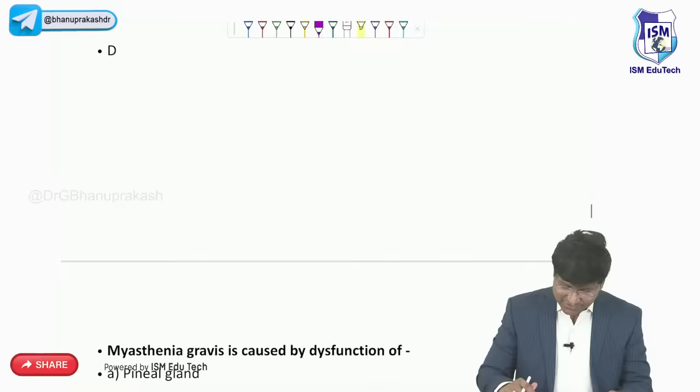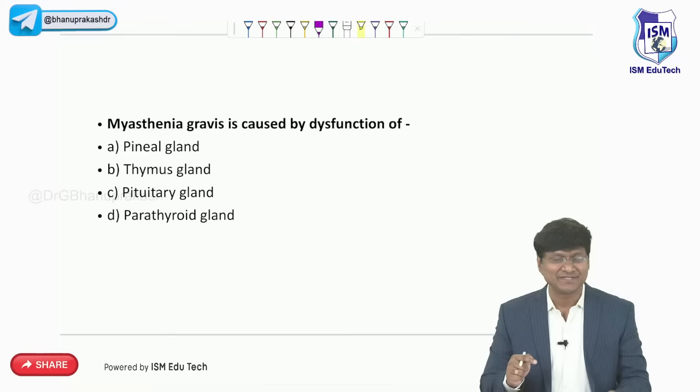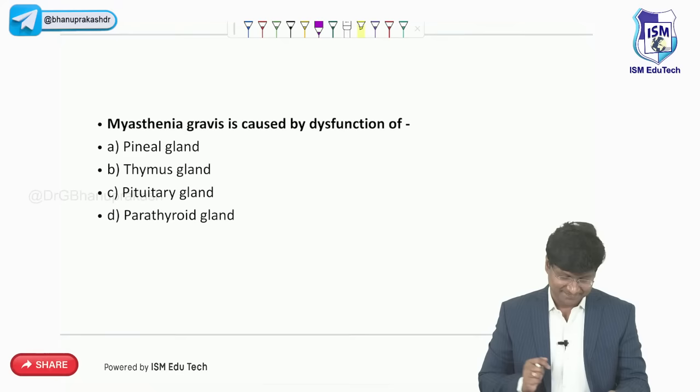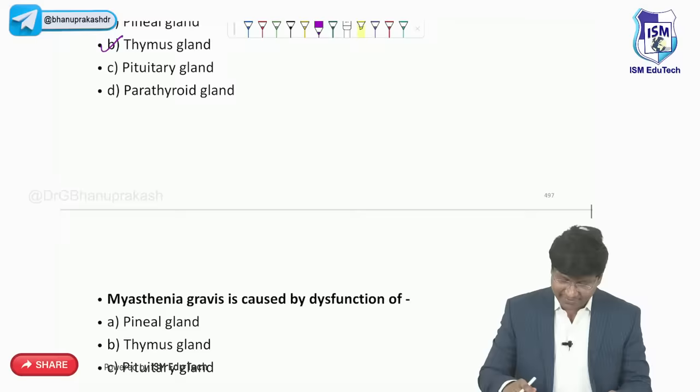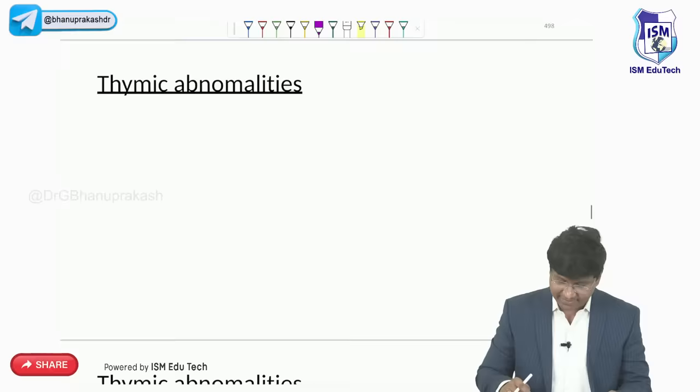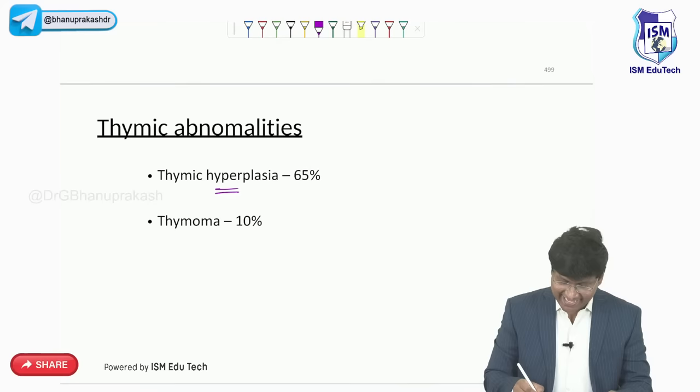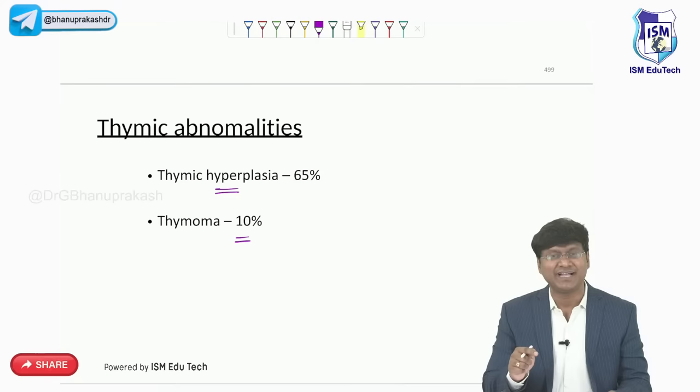So, if you see this topic of myasthenia, myasthenia is caused by dysfunction of pineal gland, thymus gland, pituitary gland, parathyroid gland. So, what do you think is the answer? So, please remember, myasthenia gravis, it is mainly due to dysfunction of the thymus gland. And you need to know, what are the thymic abnormalities? We have two important thymic abnormalities, that includes thymic hyperplasia, which is seen in almost 65% of patients, and thymoma, which is seen in almost 10% of patients. So please remember, thymic abnormalities, that too, thymic hyperplasia is most common.